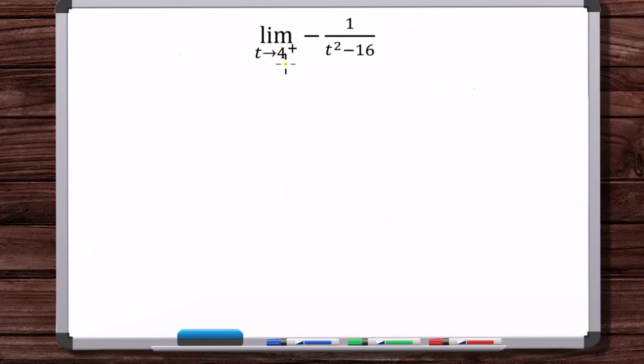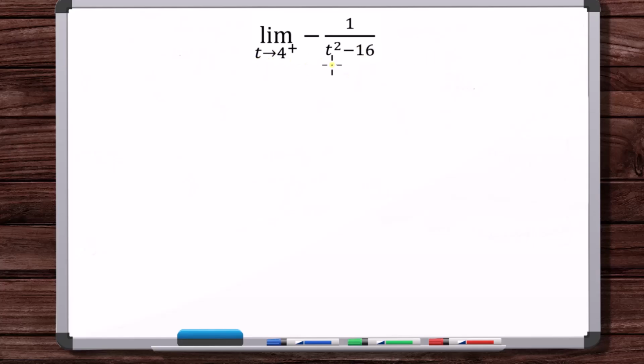Okay, the limit as t approaches 4 from the right of minus 1 over t squared minus 16. So plugging in 4, you get a 1 divided by 0 case. The numerator is approaching 1. The denominator is approaching 0. So this is going to be an infinite limit, or potentially a does not exist if this was a general limit approaching 4 from either side, and from one side the function was going to infinity and the other side negative infinity. But here with a one-sided limit, we are going to get an infinite limit.